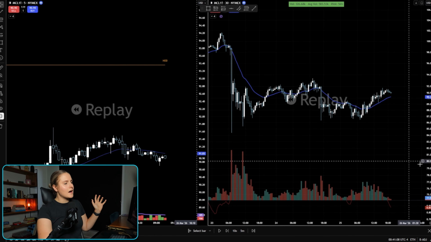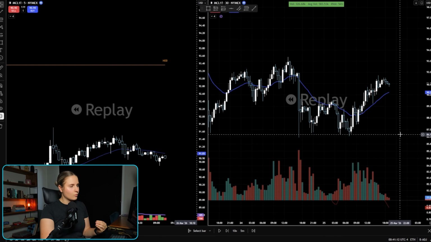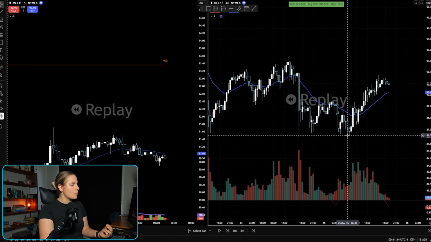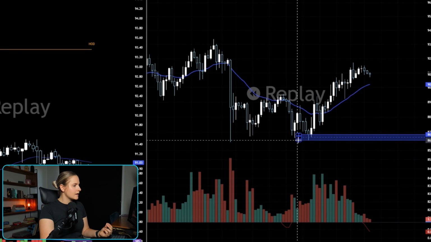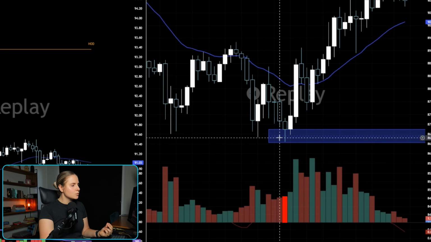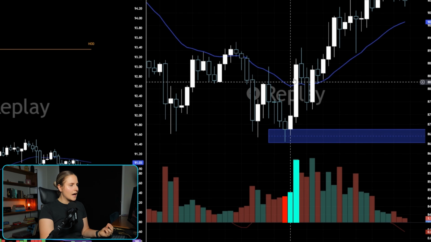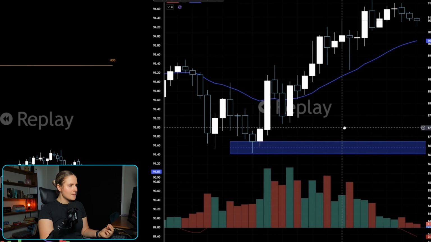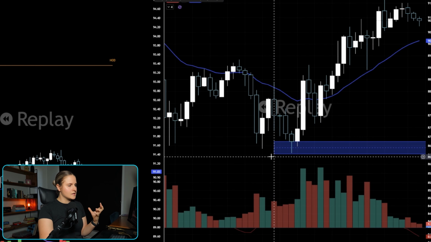Now for me, when I mark up my levels, I use the wick. When I'm saying the wick, let's say I would use this and I would create a zone of where this wick was, where we reacted off. The reason I like to use the wick is this is when sellers completely lost control. Sellers were not able to hold below this level and buyers stepped in from this point. That's why I would mark this up as a level, and that's why I prefer to use the wick.